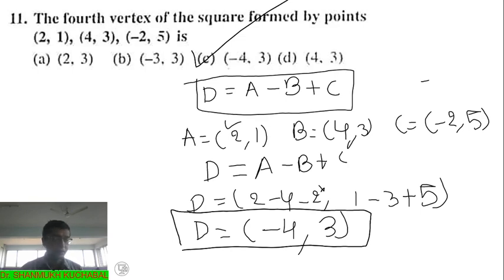Using this trick we can simplify this one. So what we have done, x coordinate we have added, subtracted, added in ABC, and y coordinate added, subtracted, added here. Like this we have to calculate the fourth coordinate here.